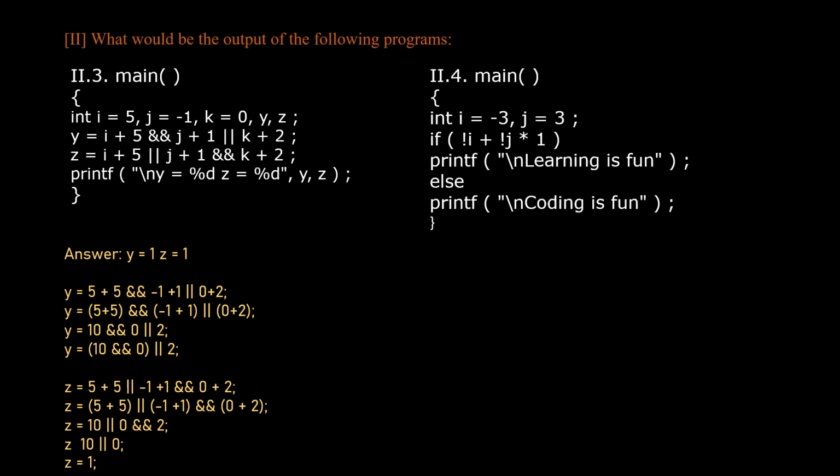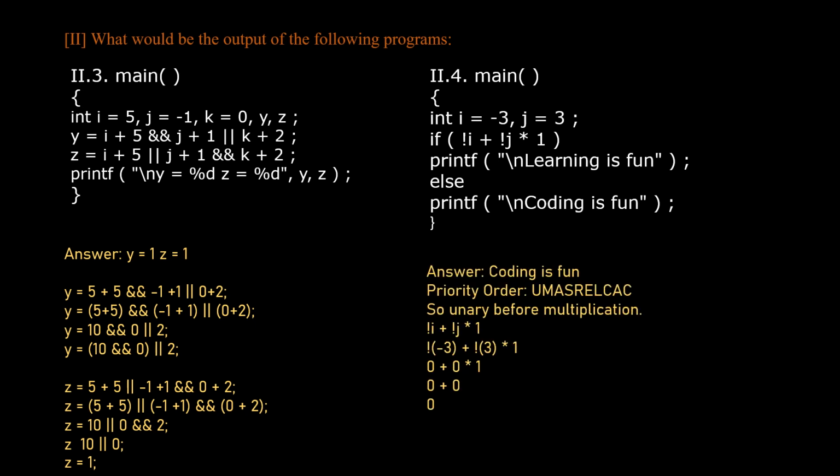i is equal to minus 3, j is equal to 3. Not of i plus not of j into 1. Not of is a unary operator which has high priority, followed by multiplicative, then followed by additive. So not of j, which is not of 3, is 0. 0 into 1 is 0, and minus 3, not of minus 3 is also 0. So here the answer is coding is fun because it is if of 0.